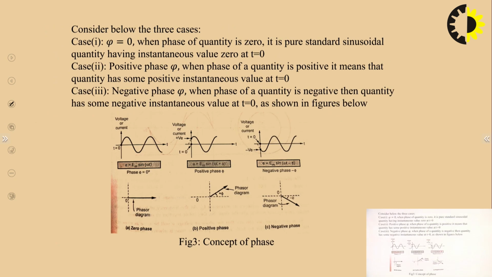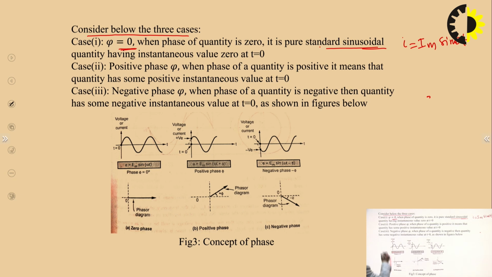Now consider the three cases below. When phi is 0, it represents a purely sinusoidal wave or standard quantity, which will be represented as i equal to Im sin omega t, because plus or minus phi is not there, phi is 0. And what will be the instantaneous value at this?